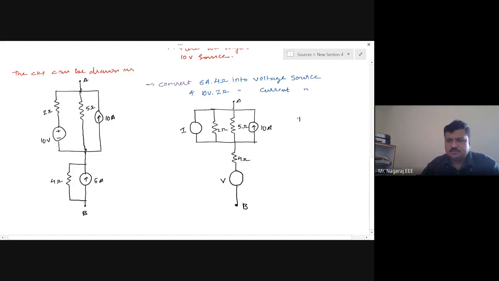Now, what is I equal to? As per the rule of source transformation. I1 plus I2? Yes? I equals to? I am talking about only this source now. Don't combine the entire circuit.